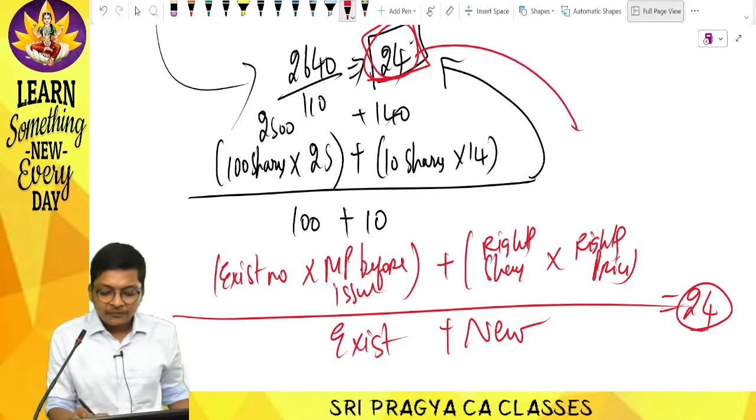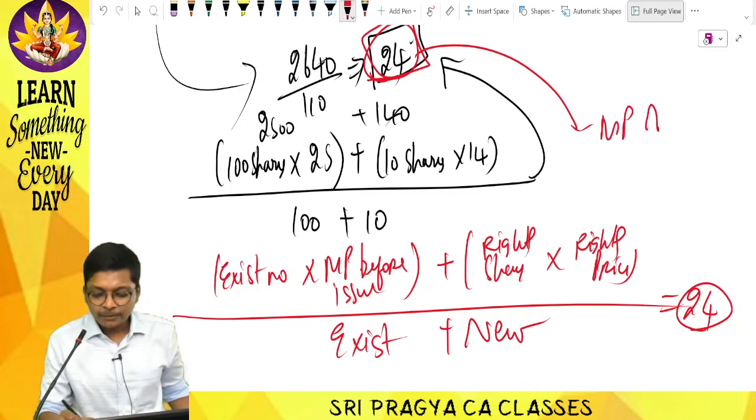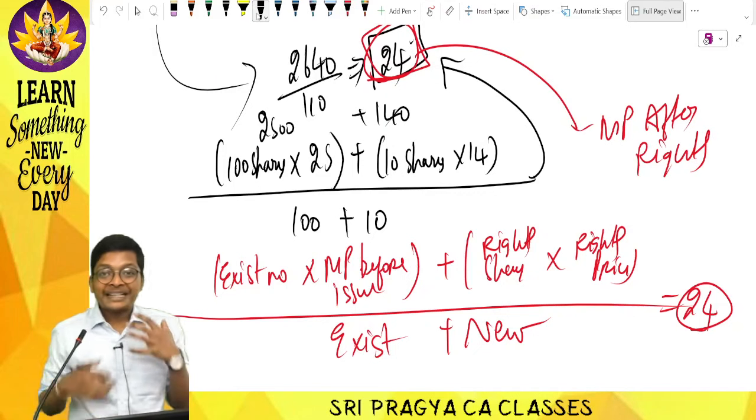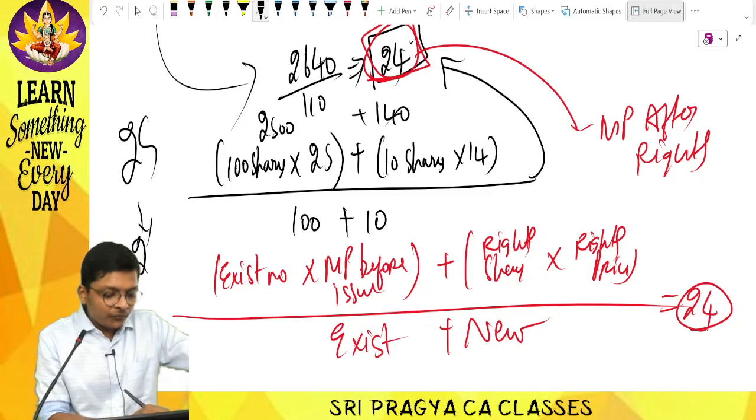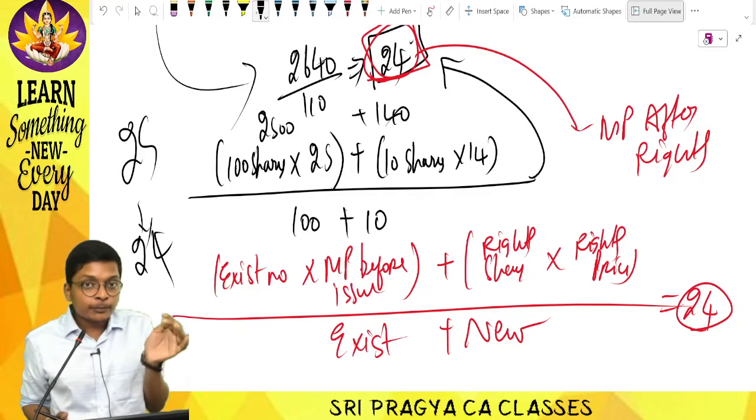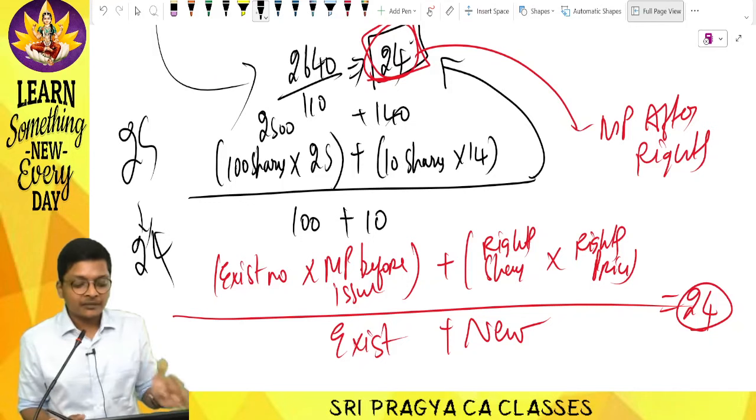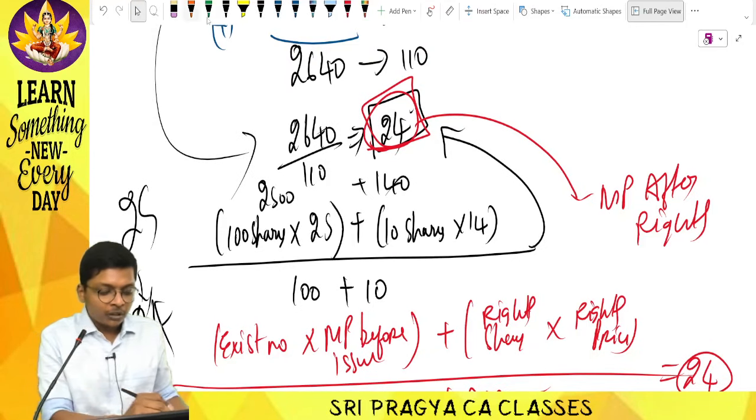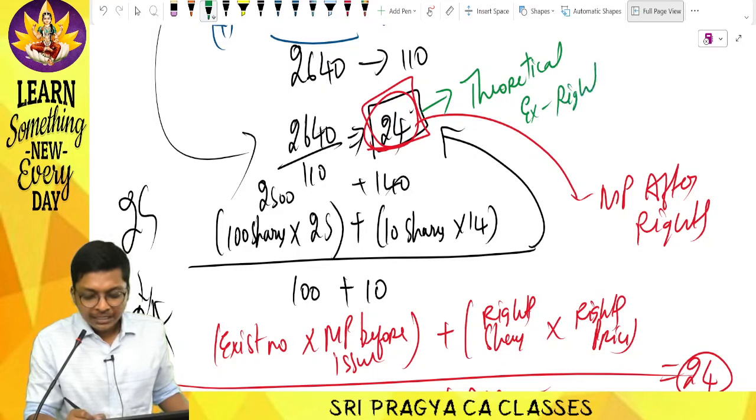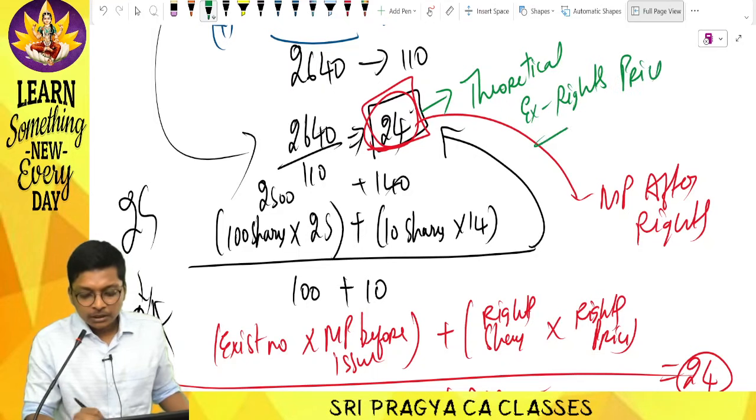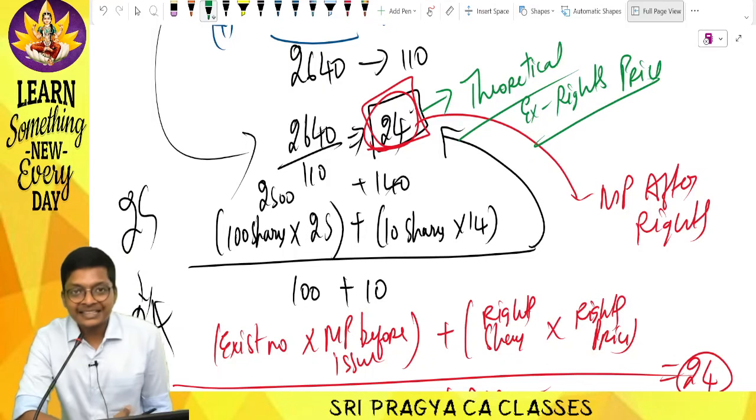That means we are trying to say this is the market price after rights. But in reality, will this happen? Will 25 become 24 in reality? No. This is book computation if this was the value. So this 24 is technically known as theoretical ex-rights price.